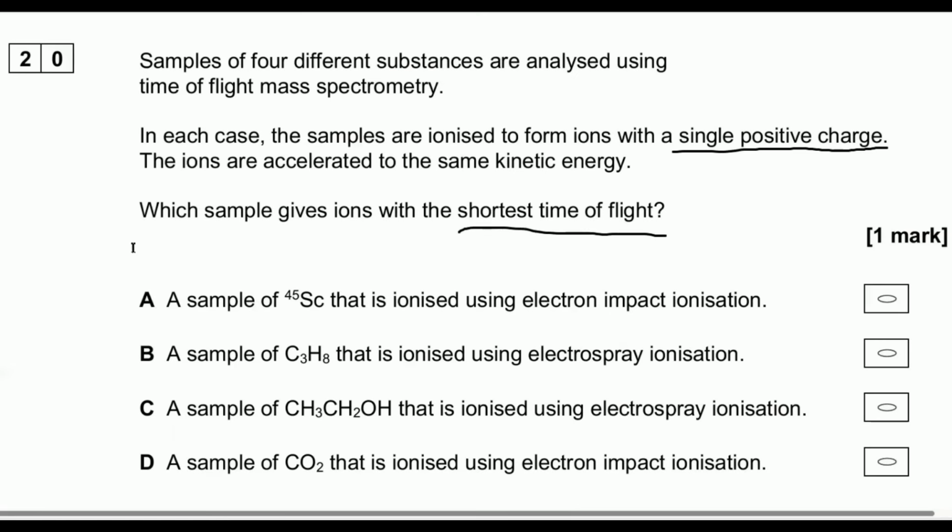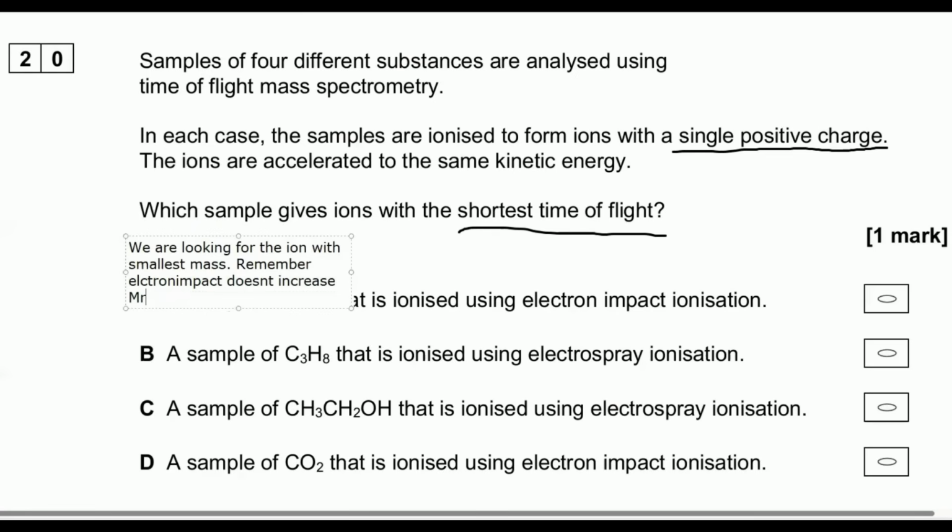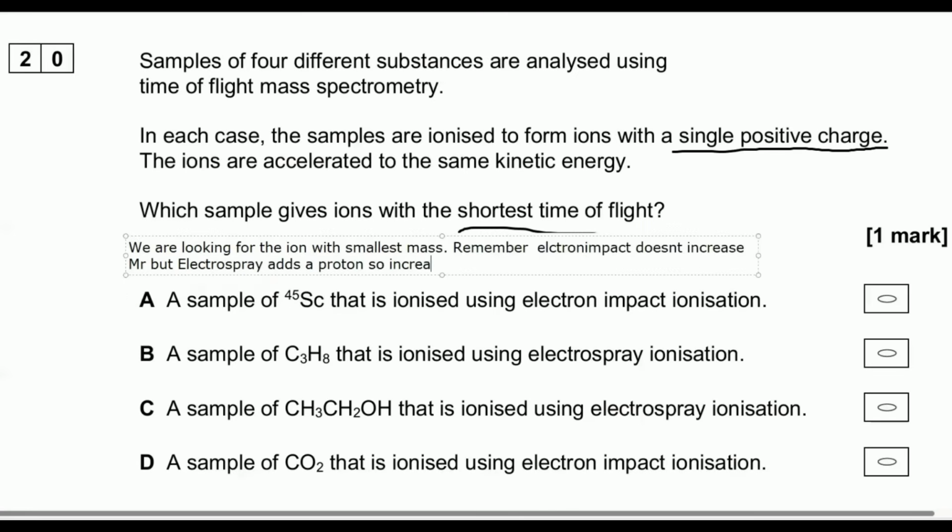So the factor here is they've got the same kinetic energy. The deciding factor is their mass as to which one is going to be travelling the fastest. So we're looking for an ion with the smallest mass. That is going to get to the detector the fastest. Okay, so we're looking for the lightest ion, the ion with the least mass. Let's not forget that electron impact doesn't increase the mass number, but electrospray adds a hydrogen ion from the solvent when it's passed over the high voltage nozzle.